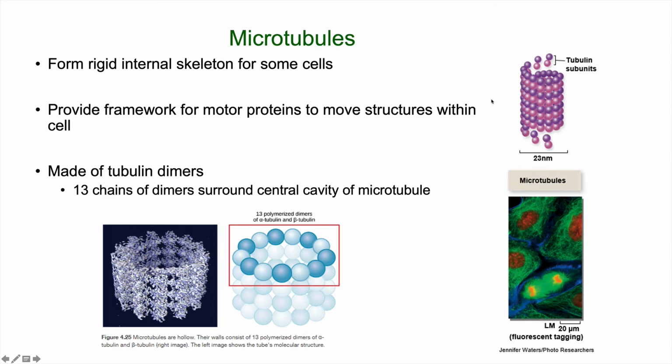This also provides a framework for motor proteins to allow them to move structures within the cell. Motor proteins are these special proteins that will lock onto the microtubule with one end, and they'll lock onto a vesicle or an organelle or a large molecule with the other, and they can physically move themselves along the microtubule to move something from one place in the cell to another.